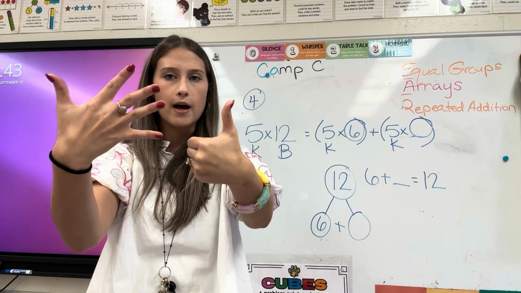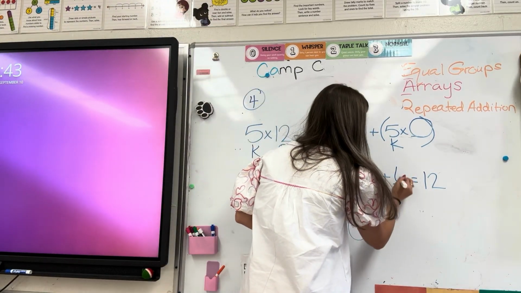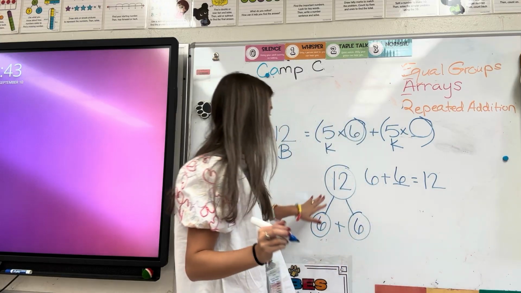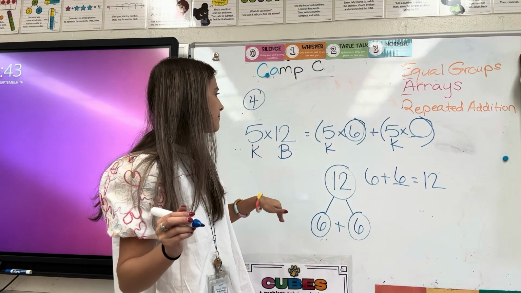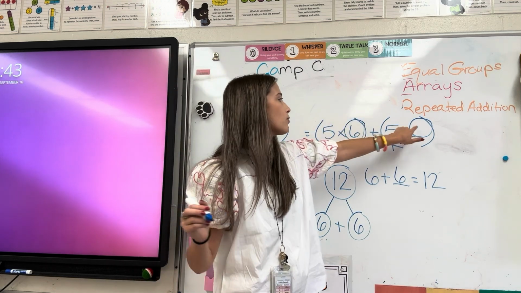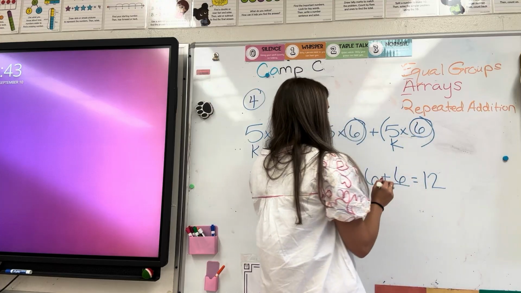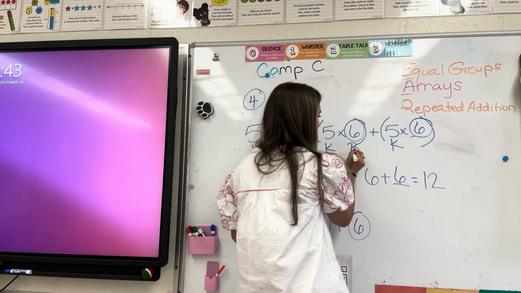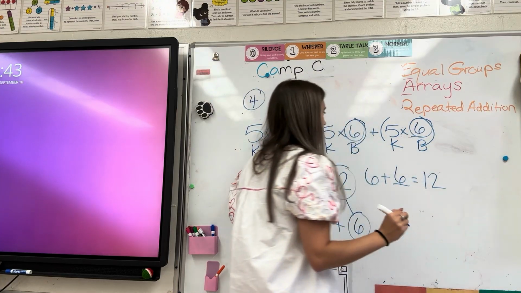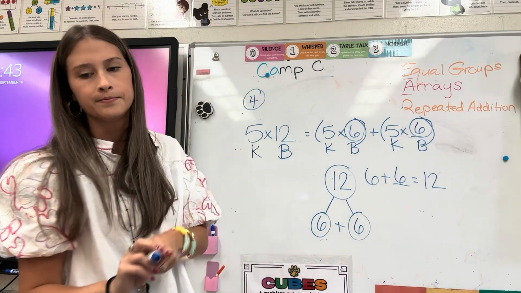Okay, how many fingers am I holding up? 6. So 6 plus 6 equals 12. We're breaking up this 12 into 6. And what other number did we have? 6. So fill it into your blank. Okay, label it. Label the numbers that you broke and the numbers that you kept.